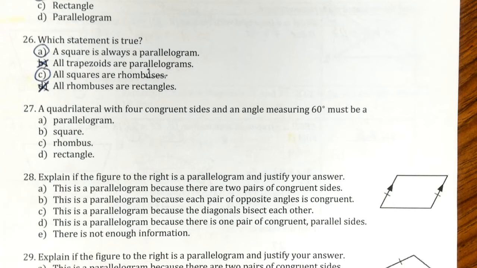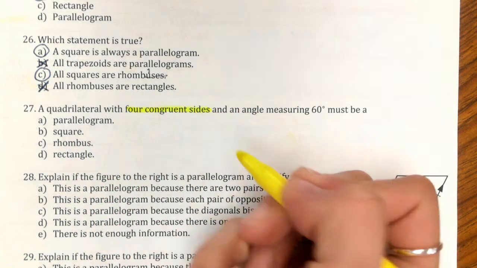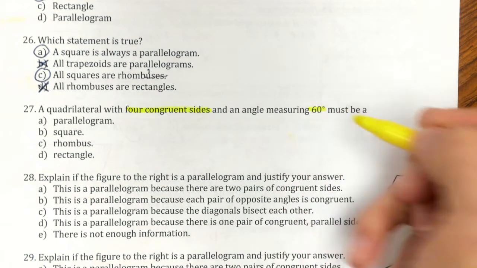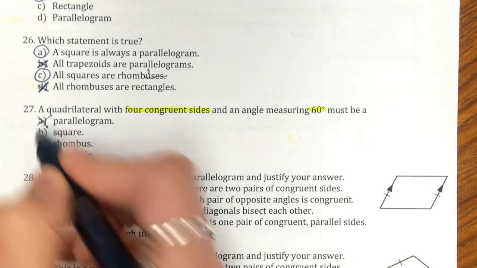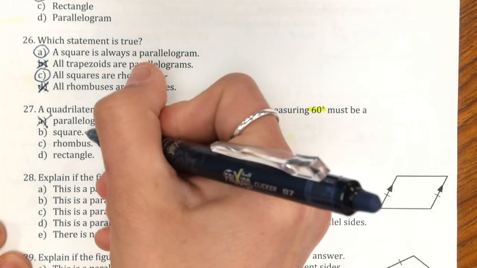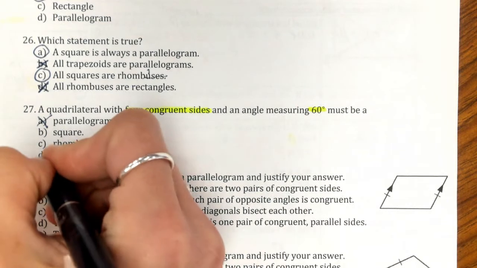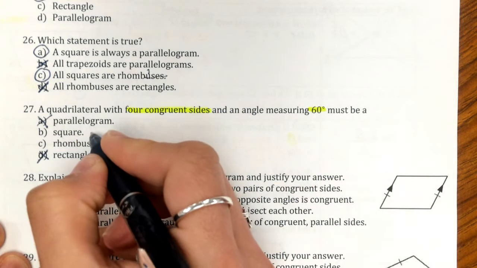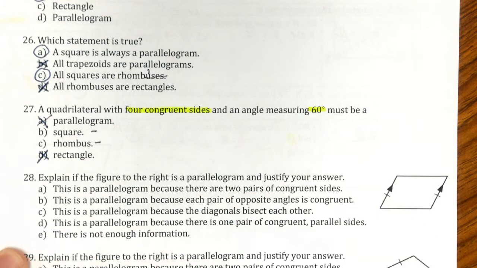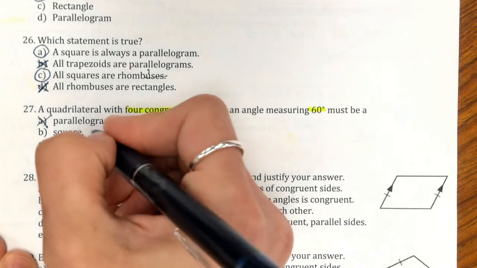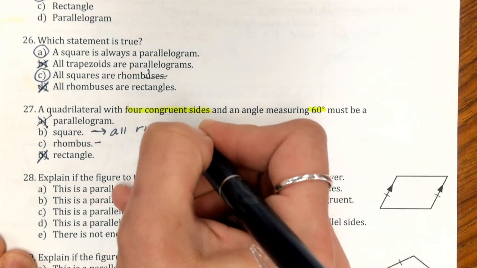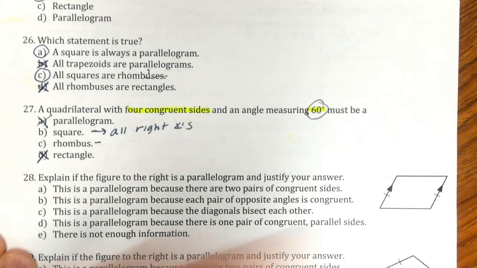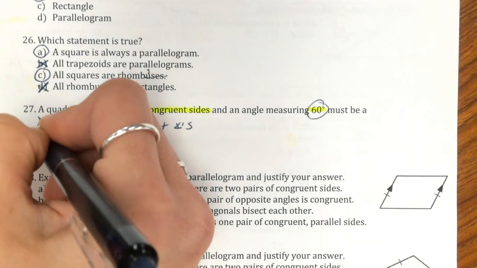27, a quadrilateral with 4 congruent sides. There's an important thing right there. 4 congruent sides. An angle measures 60 degrees must be A. Well, a parallelogram does not have congruent sides. A square does. A rhombus does. A rectangle does not have 4 congruent sides. So we take a look at the square and the rhombus. It's not going to be both of them. We need to remember that a square has all right angles. And 60 is not a right angle, so it cannot be a square. So we have a rhombus.